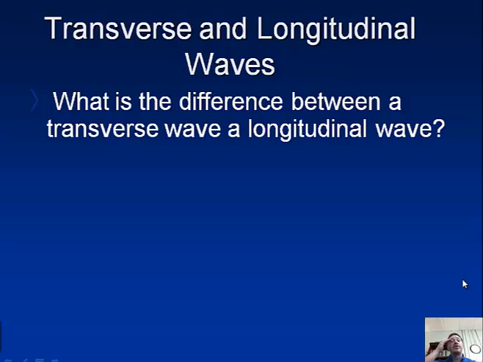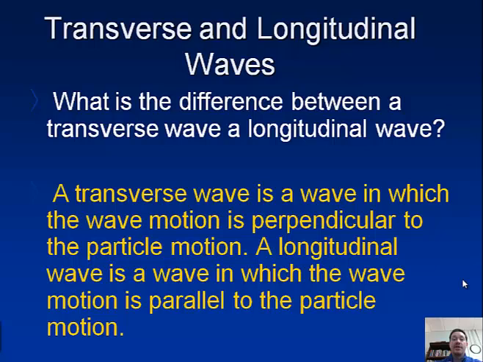Alright, we've got transverse and longitudinal waves. The difference between transverse and longitudinal: a transverse wave is a wave in which the wave motion is perpendicular to the particle motion. Let's say we've got a particle going across the page from left to right. Transverse will basically make what we call a sine wave. It'll oscillate around the direction that it's going. Whereas in a longitudinal wave, the wave motion is parallel to the particle. The particle's moving left to right again, but the wave, if we had a slinky, would go in and out, in and out, in and out.